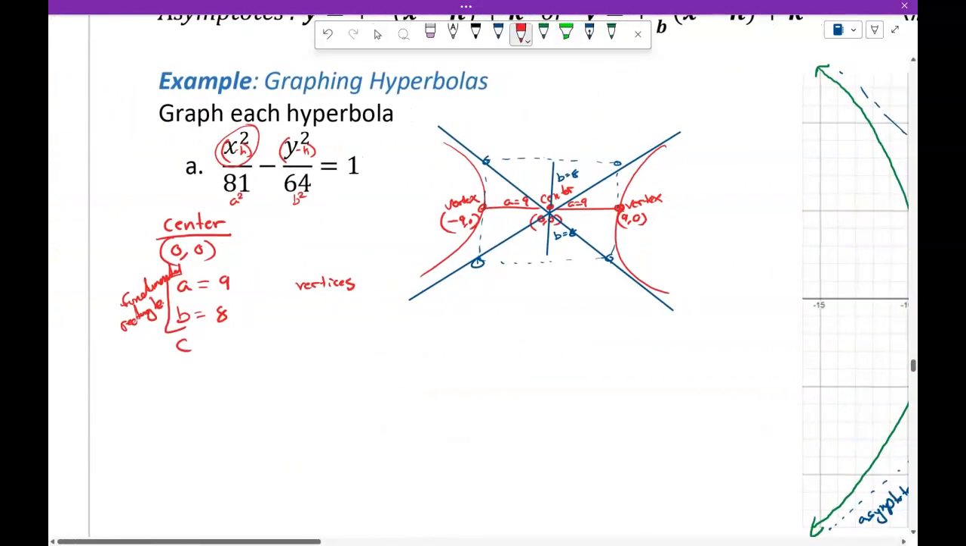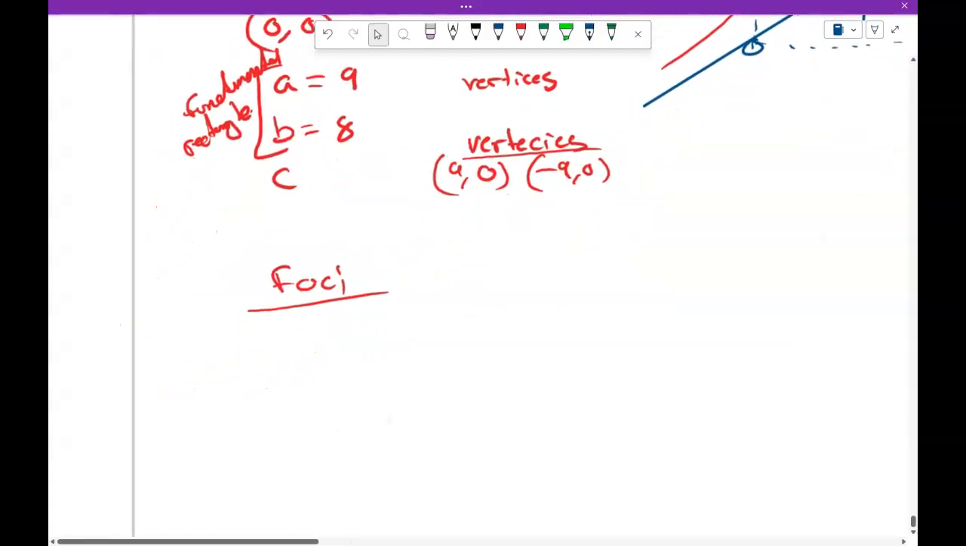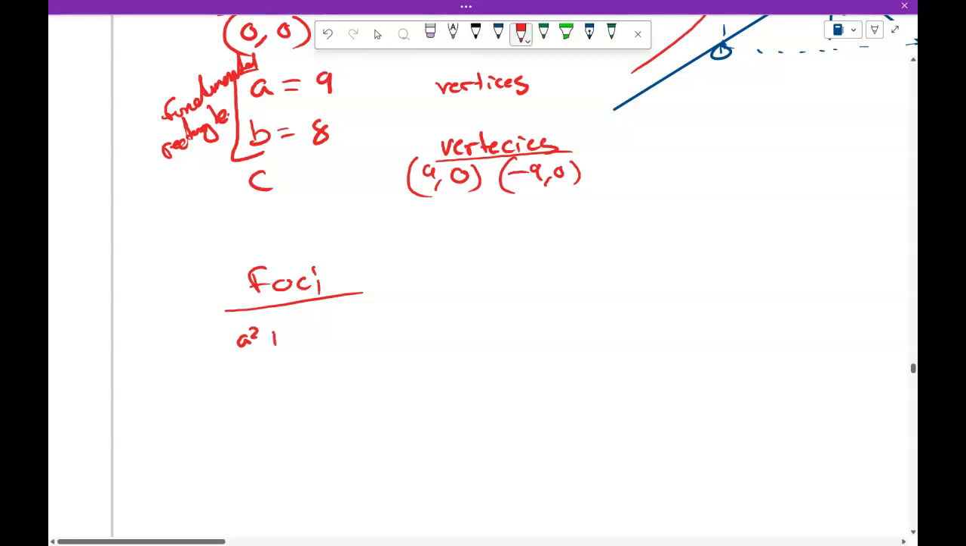So we've been able to identify our vertices as 9, 0 and negative 9, 0, as well as our center. Now we can also find our foci. We don't need them to graph, but it's a good idea to understand where they're going to be located. We use a squared plus b squared equals c squared. 81 plus 64 equals c squared. So we get 145 for c squared.